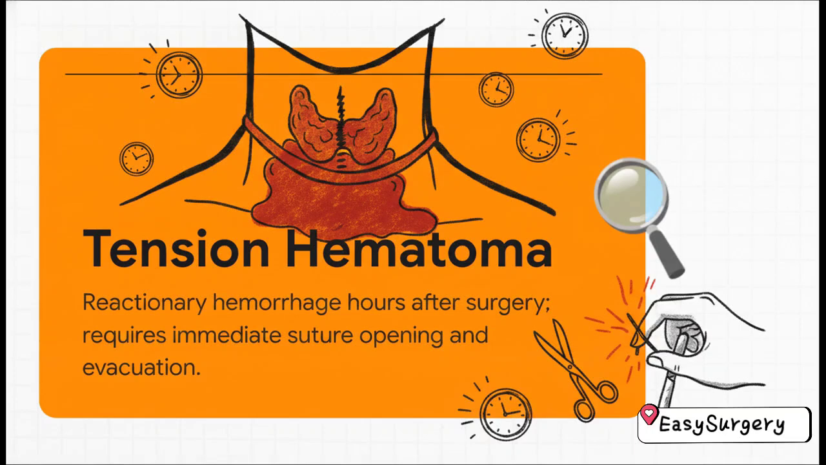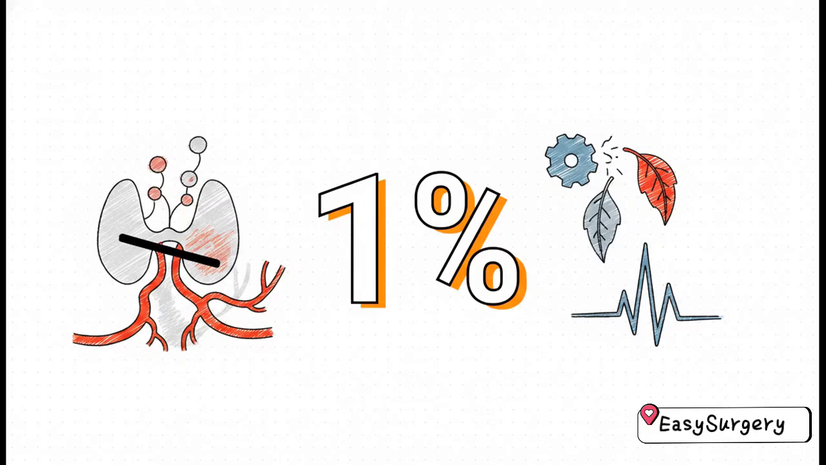to secure their airway. Thankfully, not all complications are immediate mechanical emergencies, but this number right here, 1%, is a sobering statistic. That's the incidence rate of permanent hypoparathyroidism. It happens when those tiny, super delicate parathyroid glands suffer irreversible vascular damage during the surgery, usually because someone accidentally ligated the main trunk of the inferior thyroid artery instead of sticking to just the capsular branches.